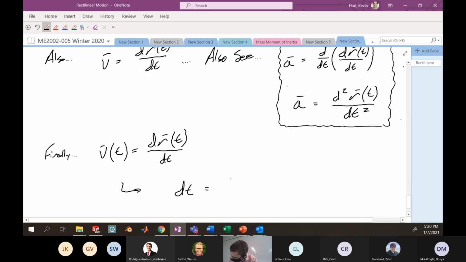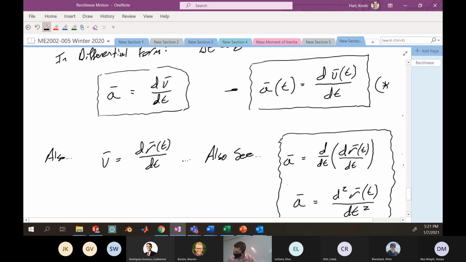dt is the derivative of the position vector with respect to time divided by the velocity with respect to time. This is a little bit difficult to wrap your mind around. But you can actually plug this into star above, which is this guy. So we're plugging in here.